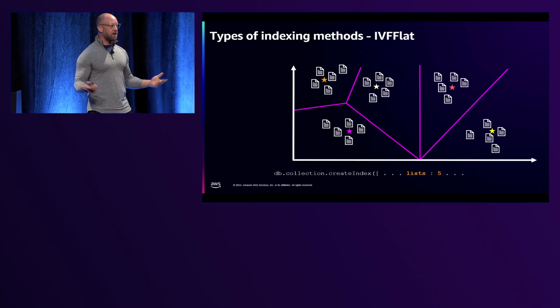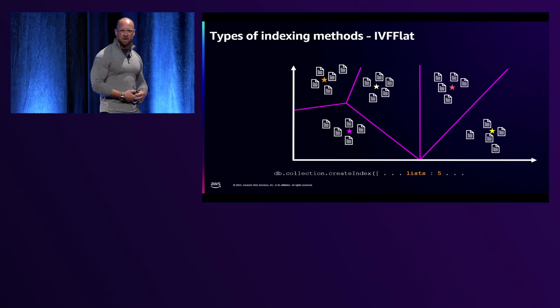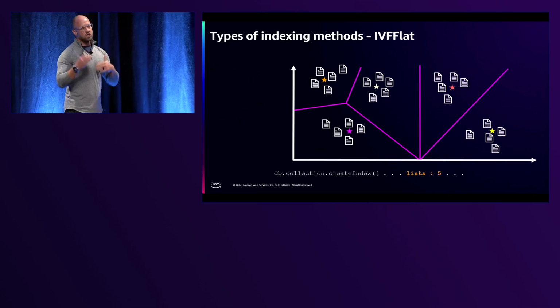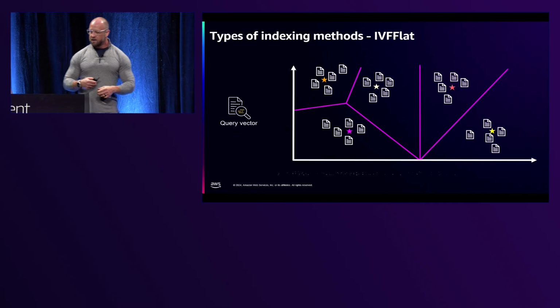If you have 1 million documents and you have 1 million lists, why not just have a regular index? It's kind of pointless, right? So you have to kind of judge and gauge what that right value is. Again, Doug will talk about that a little bit later.